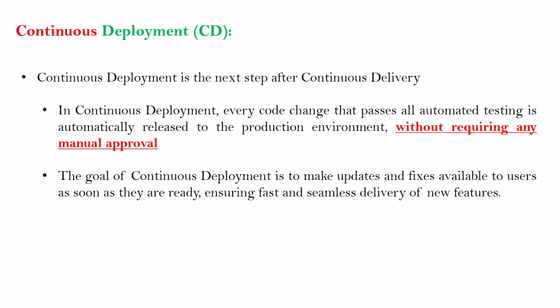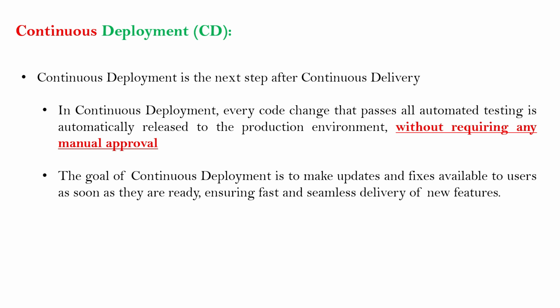Now, when we talk about continuous deployment, that means we are actually deploying the code in production, which was the output of CI, while continuous delivery took care of ensuring that the code is always up and ready for deployment in production. So continuous deployment is the next step after continuous delivery. In continuous deployment, every code change that passes all automated testing is automatically released to the production environment without requiring any manual approval. This is the main difference between continuous delivery and continuous deployment.